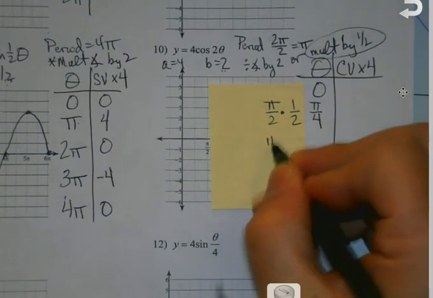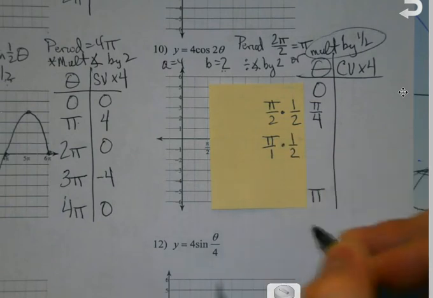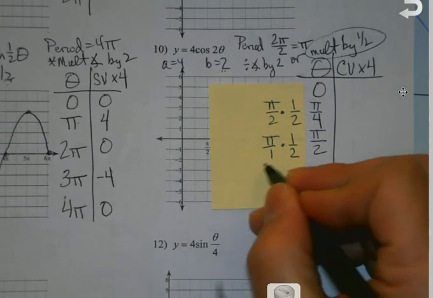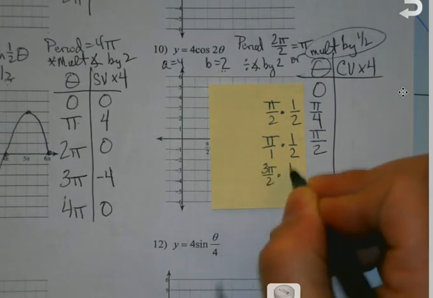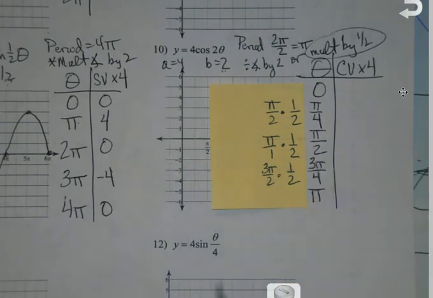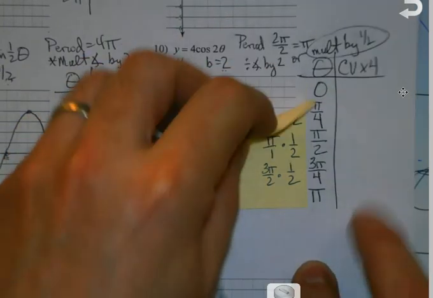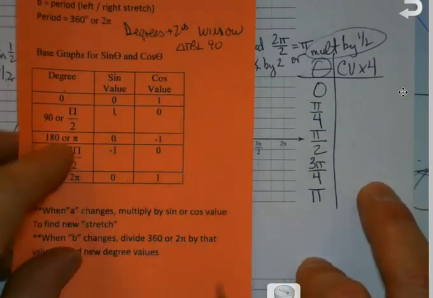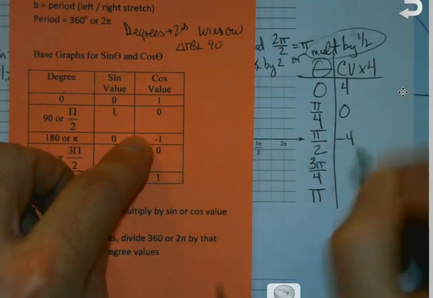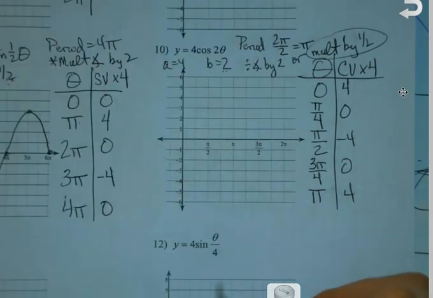Okay, my next one's pi, or pi over 1, times a half is pi over 2. Last one, 3 pi over 2 times a half is 3 pi over 4. And I've got my angles. So whatever that B value is, we're going to multiply our base angles by the inverse, and that's going to get me my new ones. And then I just take my chart and I go, okay, my cosine values times 4: 4, 0, negative 4, 0, 4. And I plot them.